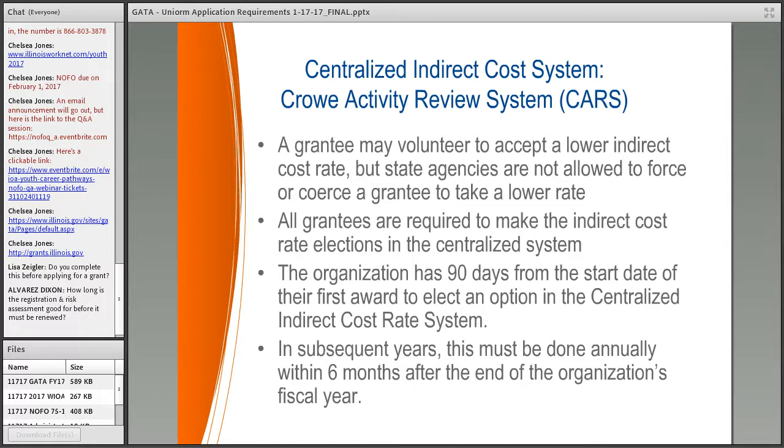All grantees are required to make the indirect cost rate elections in the centralized CARS system. The organization has 90 days from the start date of their first award to elect an option in the CARS system. And this is something that has to be done annually. In subsequent years, it must be done annually within 6 months after the end of the organization's fiscal year end. So just like you have to submit your indirect cost rate proposal annually if you have a federal rate, you'll have to do the same thing for state rates, and even if you don't use a negotiated rate, you still have to make your election in the system on an annual basis.